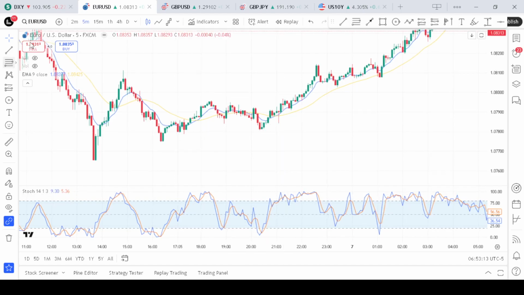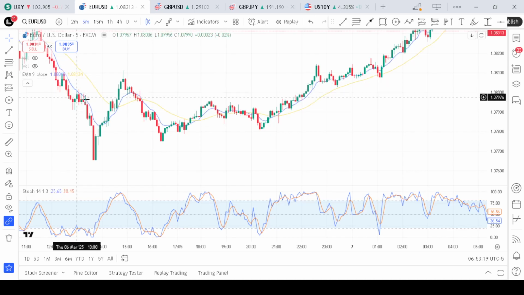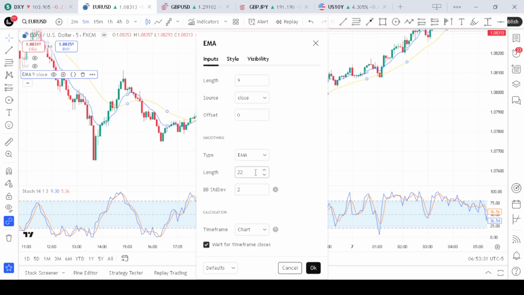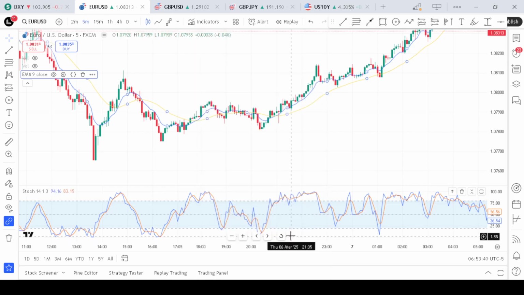Next, you add an indicator, which is the EMA, the exponential moving average, using two lines: a short period of 9 EMA and a longer period of 21 EMA. This is my setting for my EMA, 21 and 9. You can use this indicator to help you identify trends and potential entry points.